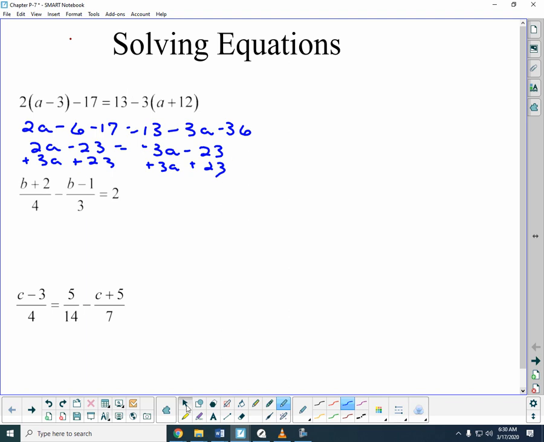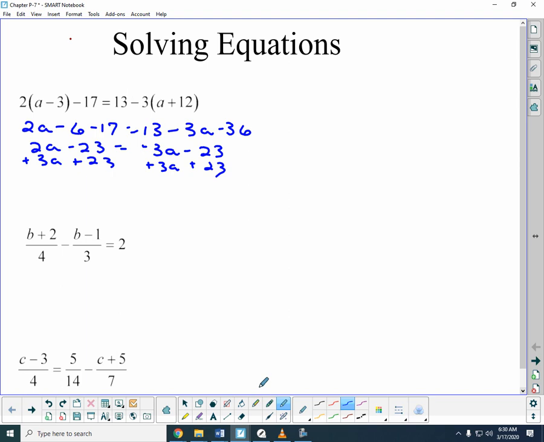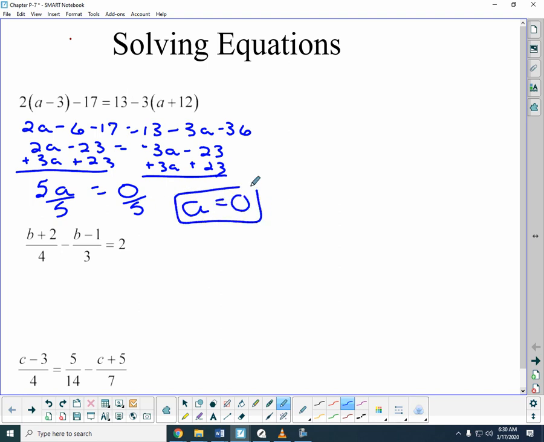Let me move this other piece down a little. And then what you end up getting is 5a equals 0. Divide both sides by 5. And a equals 0. Now on some tests when the answer is 0, a lot of times people put no solution. Remember, 0 can be a solution, and that is a solution. And if you were to plug that 0 back in, it would work.